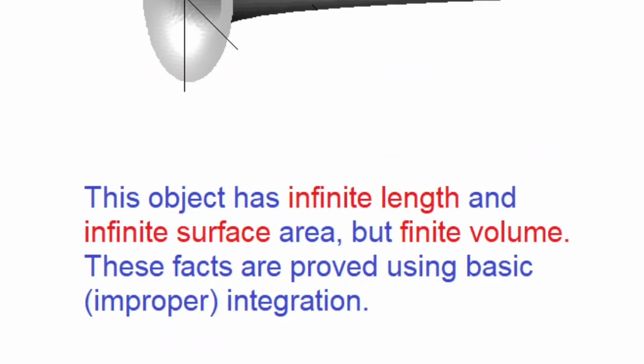This object has infinite length and infinite surface area, which is not surprising, but it has finite volume. These facts are proven using basic improper integration that you encounter in calculus. There are many articles and videos on the internet that work the details out. The links to some of these are in the video description below. We discuss an equivalent problem in this video, but without using integration.